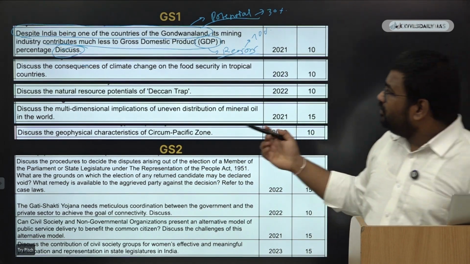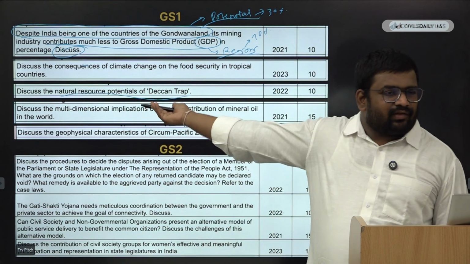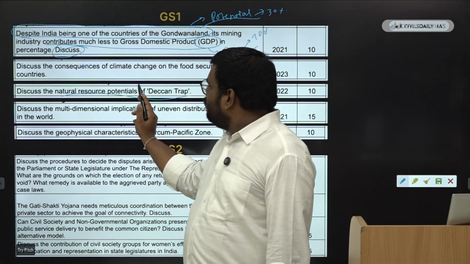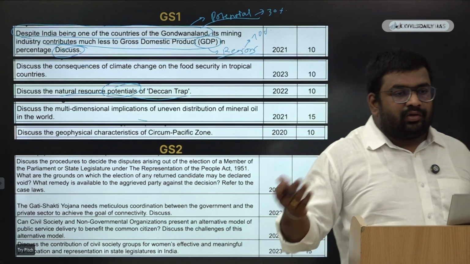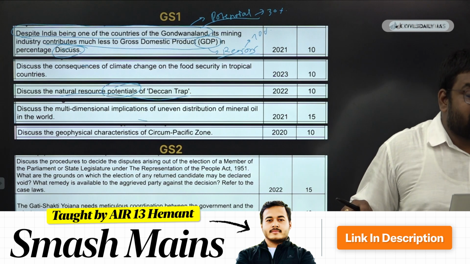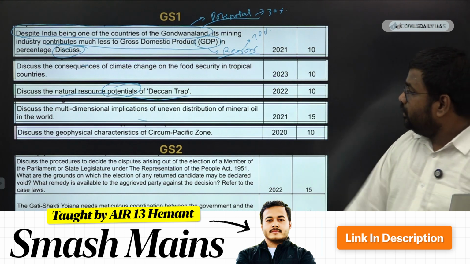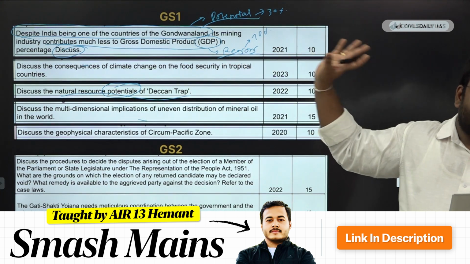Then discuss the natural resource potential of Deccan Trap. Again, it is a unidirectional question. All you have to do is natural resource potential. So whatever natural resources there are in the Deccan Trap, you have to elaborate upon that. So the different natural resources you have to elaborate. So this is how you have to decode the question, whether it is unidirectional or bidirectional.